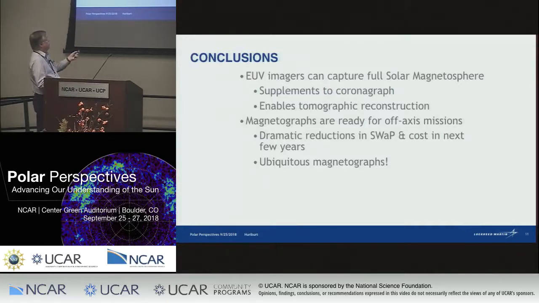In terms of summaries, going back to the EUV, an extended coronal imager could be something that complements a coronagraph. It provides some tomographic capabilities. Magnetographs, where you can expect dramatic reductions in SWaP and cost in the next few years. And yeah, let's put them everywhere.